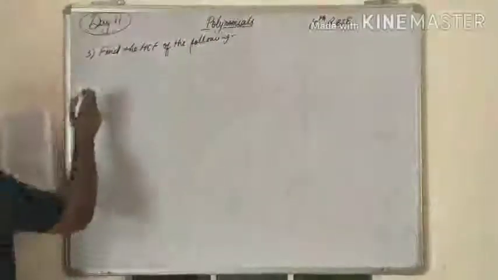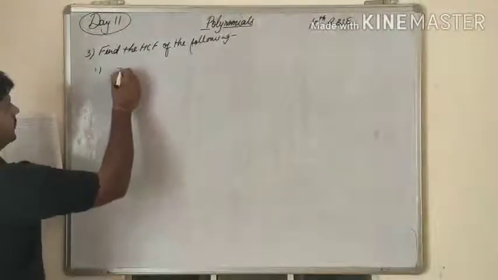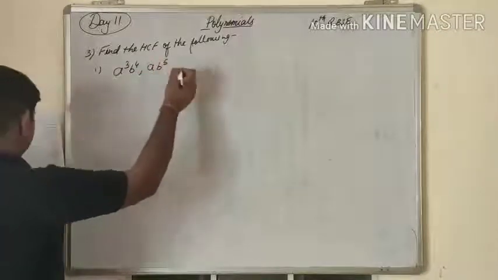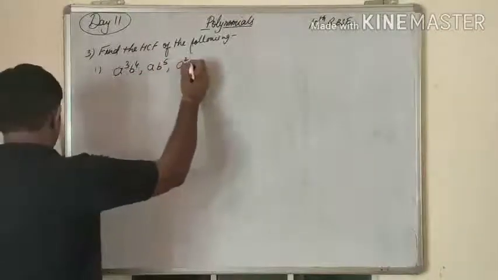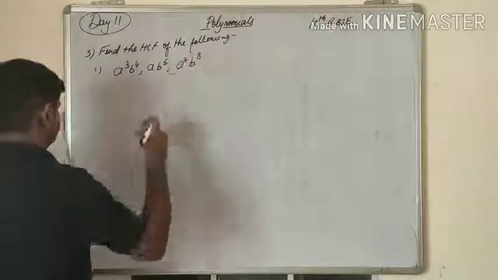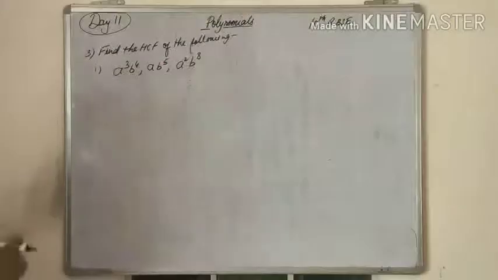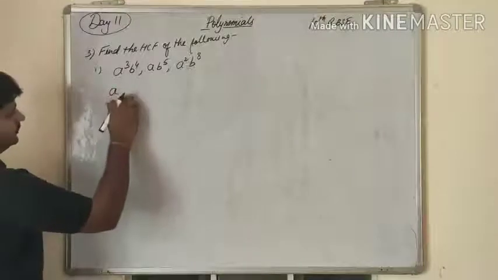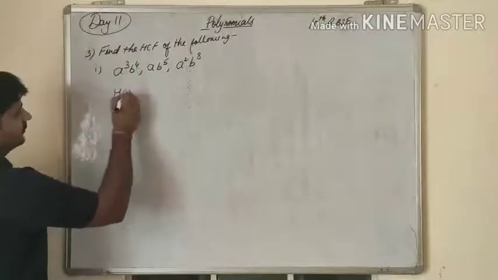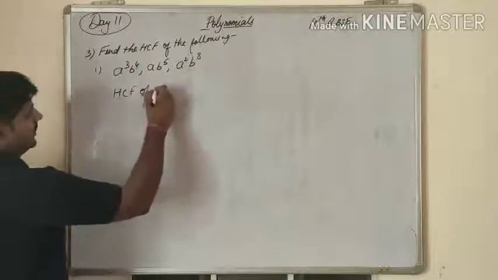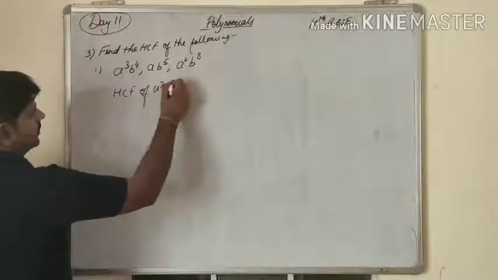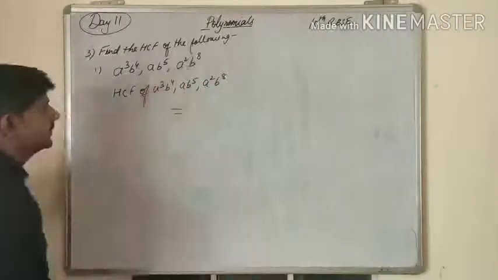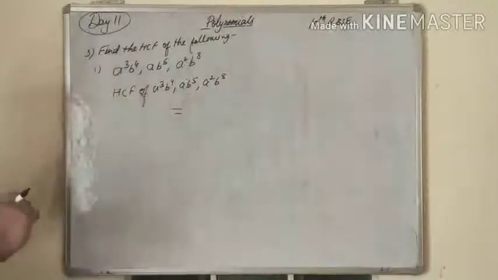Question 1: a cube b raised to 4, a b raised to 5, a square b raised to 8. HCF means highest common factor. So if I write the HCF of these, it is so simple. We have to recognize only the minimum power of a.